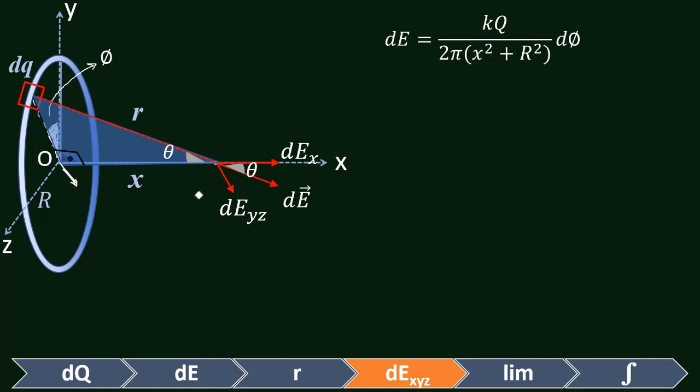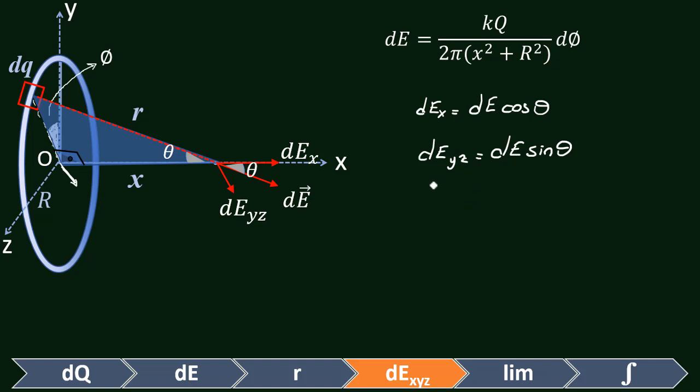So this is a reflection of dEyz on the plane of the ring. All right. So I can use sine and cosine of theta to define these vectors: dEx being dE times cosine of this angle theta, and dEyz being dE times sine of this angle theta. All right.